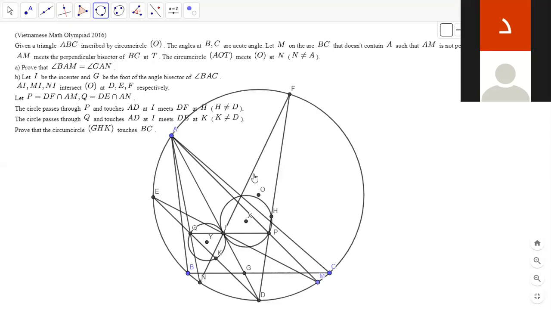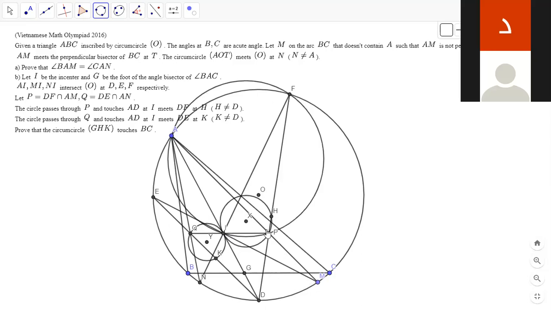We want to prove IP is parallel to BC, right? Right. I think that it is really easy by proving that AIPF is cyclic. Okay. And that is easy because angle AIF is equal to arc AF plus arc DN over 2, and we know that DN is equal to DM, so it is really easy to see that angle AIF is equal to angle APF.